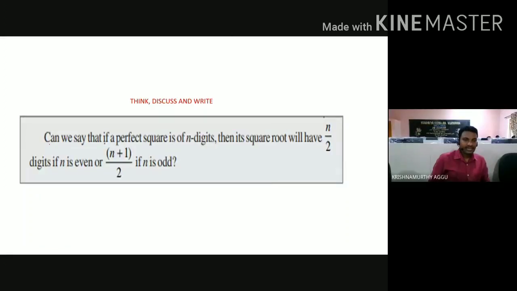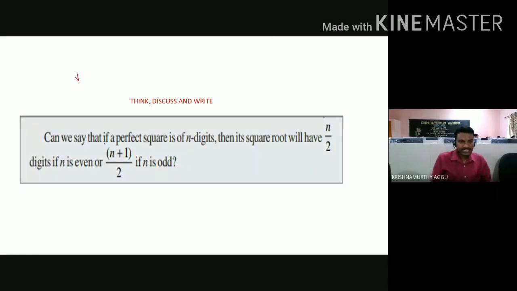Now you observe, can we say that if a perfect square is of n digits, then its square root will have n by 2 digits if n is even, or if n is odd, then (n plus 1) by 2? This one I would like to explain elaborately by taking the previous examples.